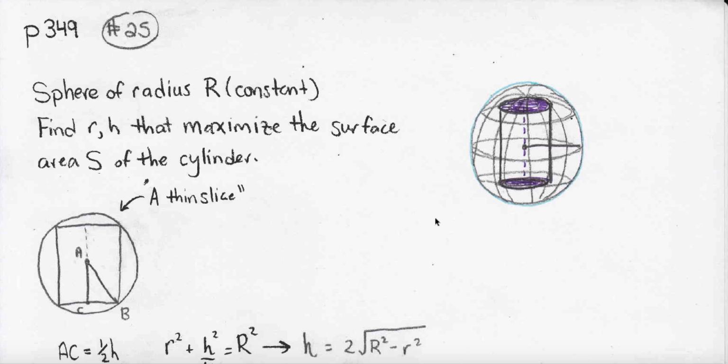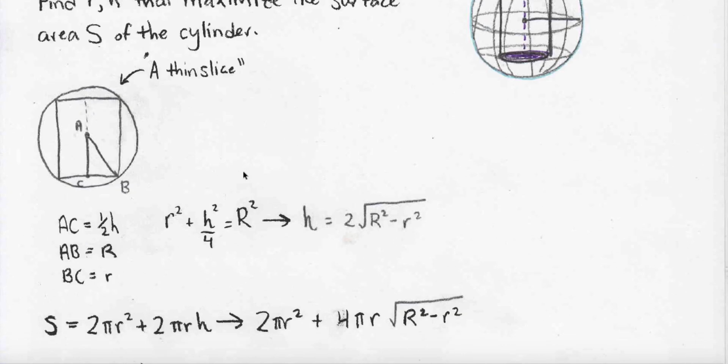So we're going to treat the radius of this sphere as a constant. We're going to call it capital R. And the goal is to find the dimensions of the cylinder that will maximize its surface area. So what we do first is we take a very thin slice through the center of the sphere and the cylinder, and we want to find a relationship between r and h, that is the height of the cylinder and the radius of the cylinder.